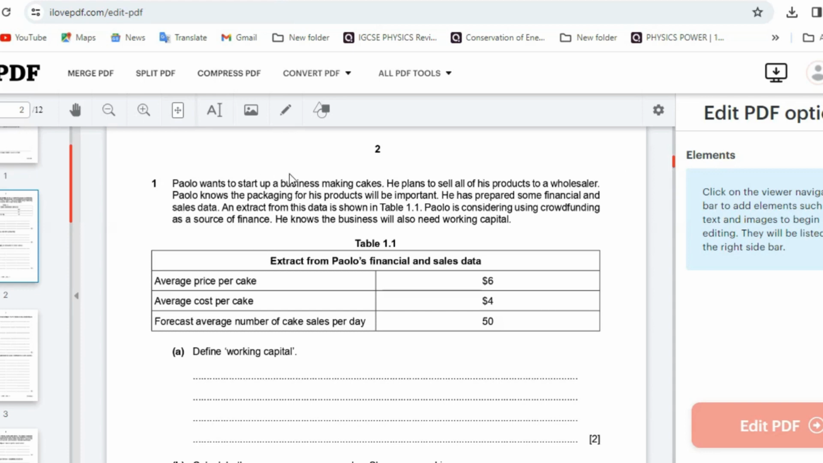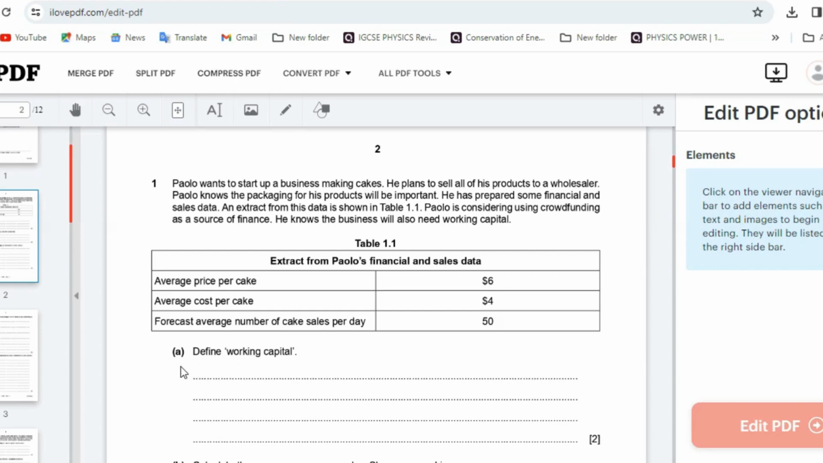Paulo wants to start a business making cake. He plans to sell all his products to a wholesaler. Paulo knows the packaging for his product will be important. He has prepared some financial and sales data. An extract from this data is shown in table 1.1, which is this one we are looking at. Paulo is considering using crowdfunding as a source of finance. He knows the business will also need working capital. Now we move to our question.